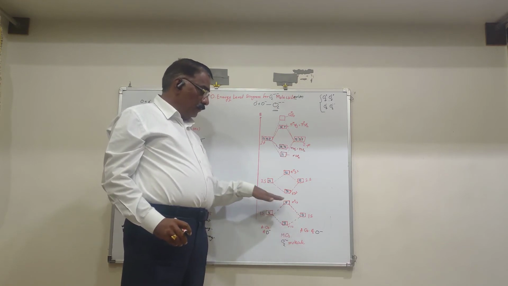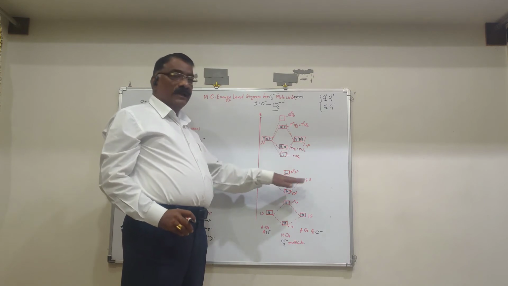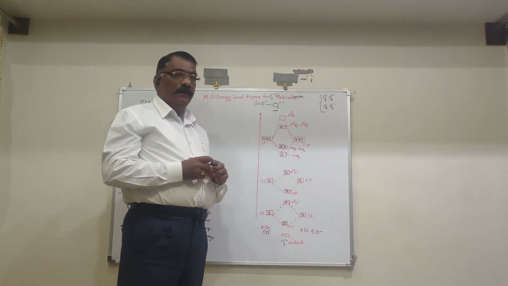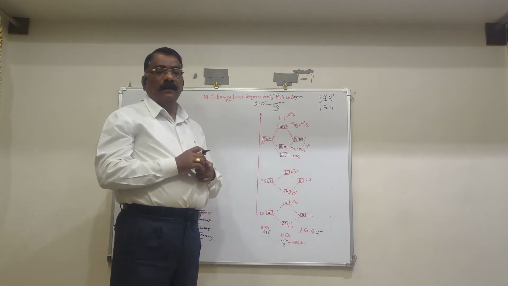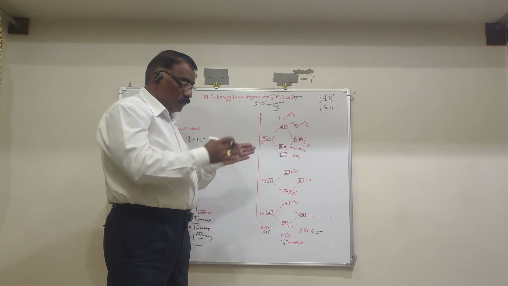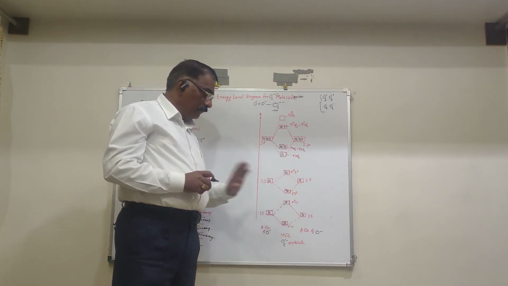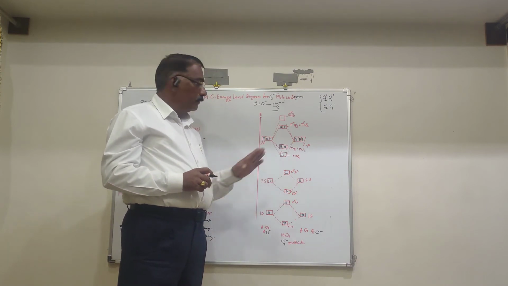At the 1s level, there are two electrons. At the two orbitals, one BMO, one ABMO. 2s level also has one BMO and one ABMO. And at the p level also, there are 3 BMO and 3 ABMO. And electrons will be entered into those orbitals. See here there are the 4 electrons. Usually they are filled. At the 2s level there are 4 electrons, they are filled.